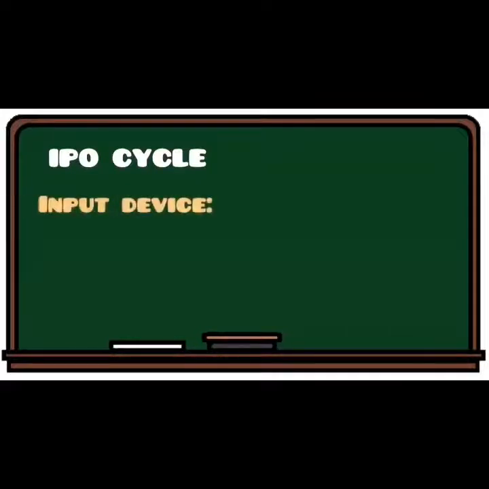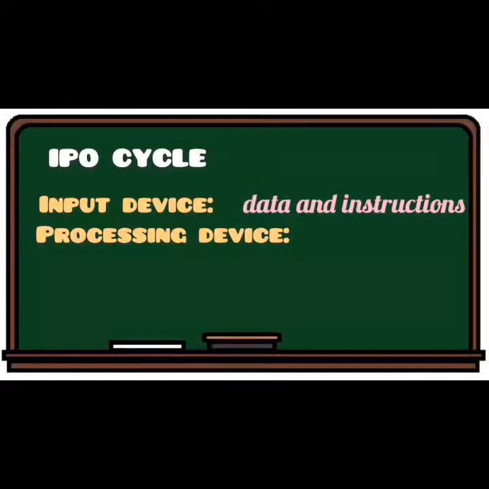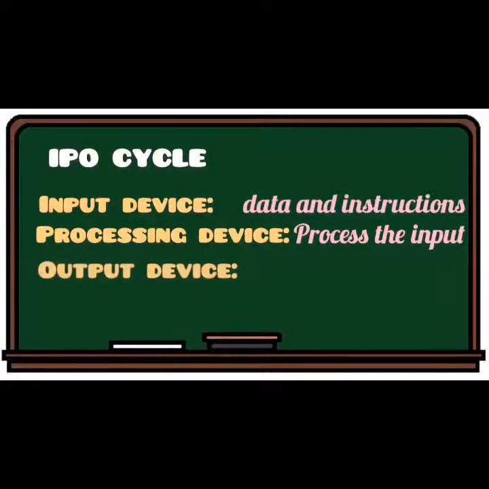IPO cycle, what is it? Input, process, output. Input device, what is it? The data and instruction which we give to the computer. Processing device, what will they do? Process the input. And what is the output device doing? It will give us a result.